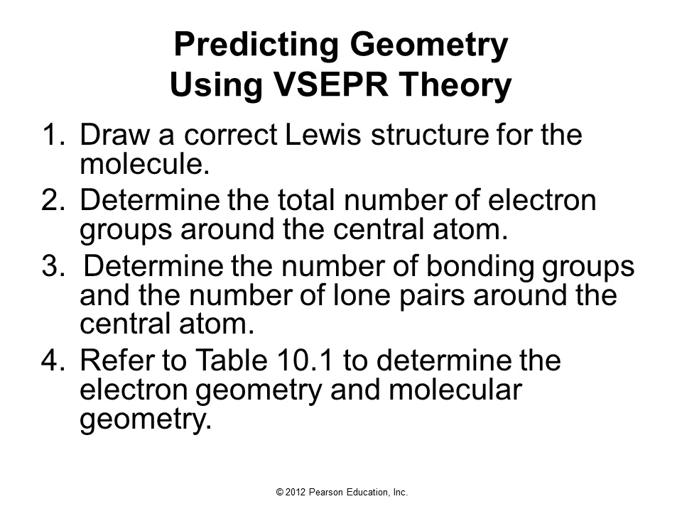Predicting geometry using VSEPR theory. First of all, draw a correct Lewis structure of the molecule. Then determine the number of electron groups around the central atom. Then determine which ones are bonding groups and which ones are lone pairs. And then refer to table 10.2 to determine the electron geometry and the molecular geometry.